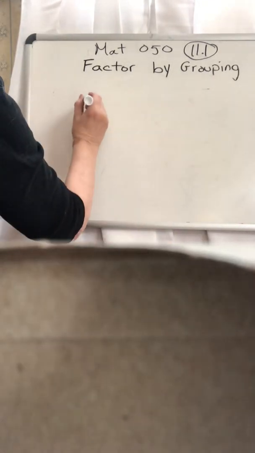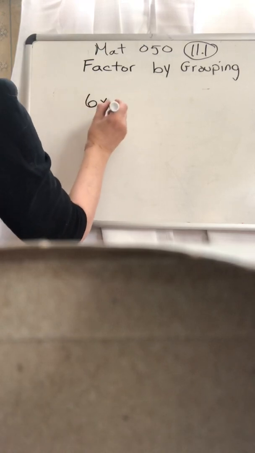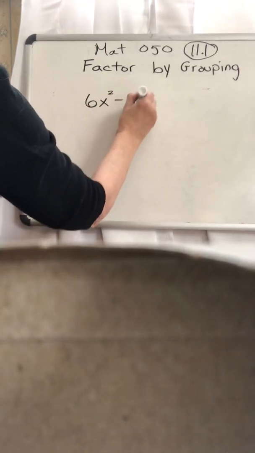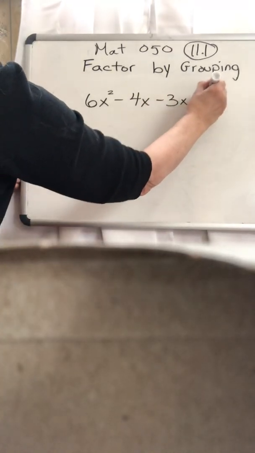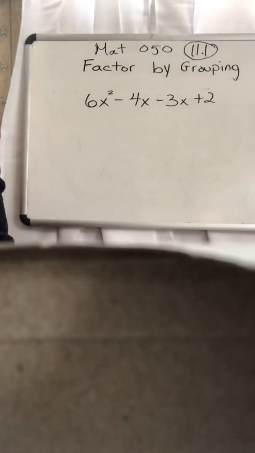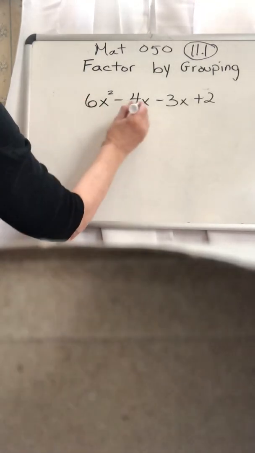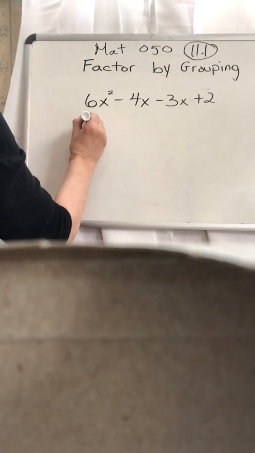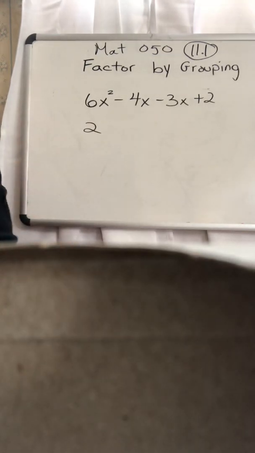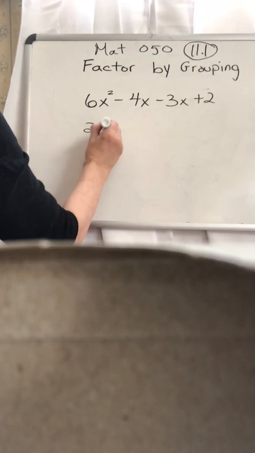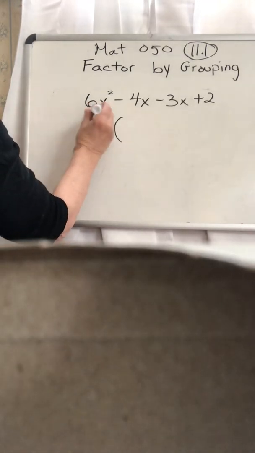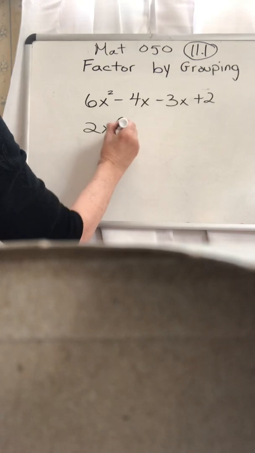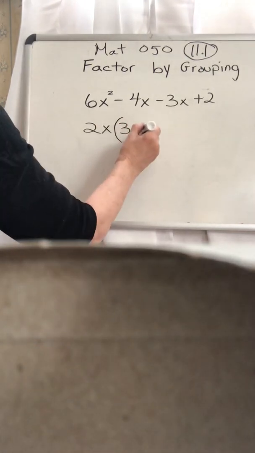So number 2, you've got 6x squared minus 4x minus 3x plus 2. So we look at the first 2 terms. It looks like they have a common factor of 2. They also have a common x, and then I make my parenthesis. 2x times what would give me 6x squared? Well, it would have to be 2 times 3x.